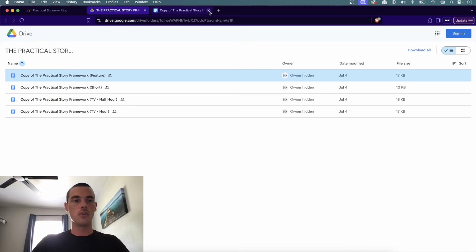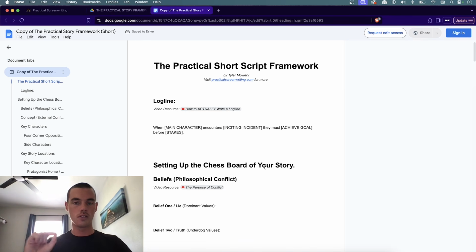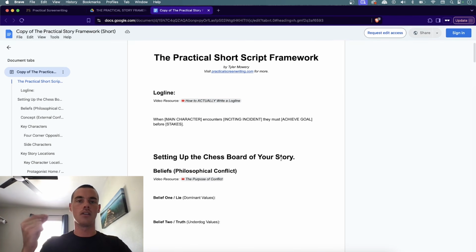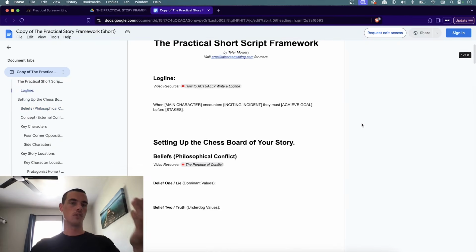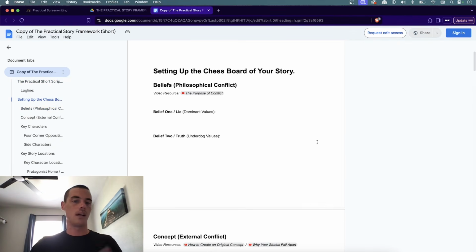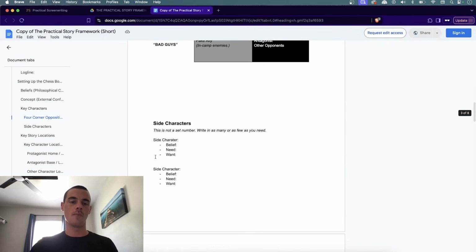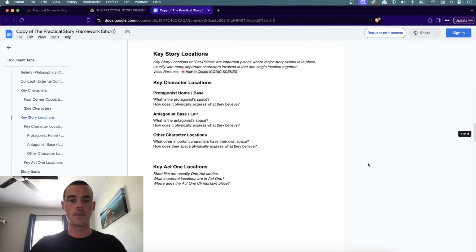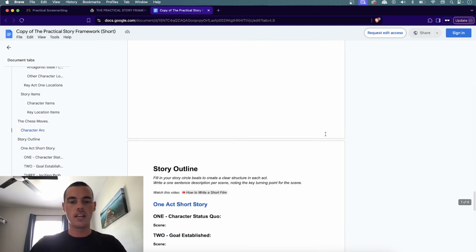Now, let me go to the other versions. I'm not going to go through every single piece that I have already done, that I have already walked through, but what I want to show you is some of the differences here. So in a short script, this is the practical short script framework. Again, you have your beliefs, you have your concept, you have your key characters. That is all the same. I have less side characters here because usually it's going to be a smaller story when you're writing a short. Still have key locations, you still have story items, you still have the chess moves.